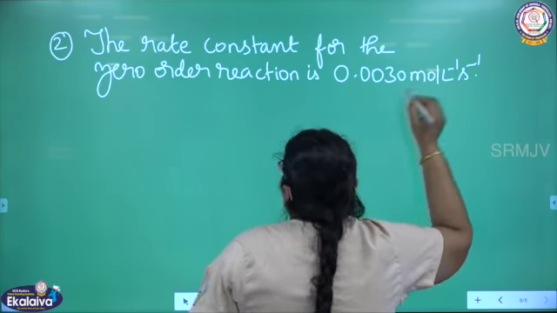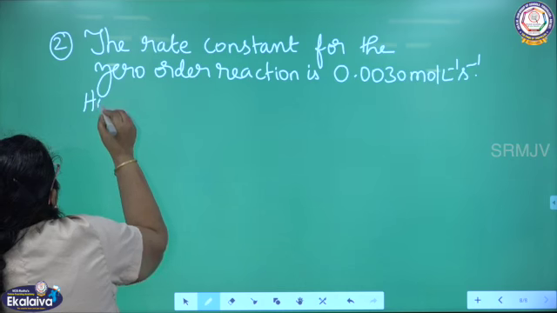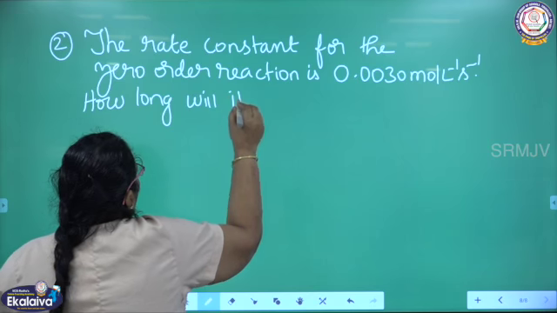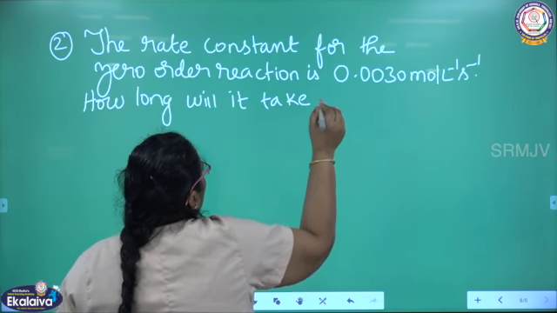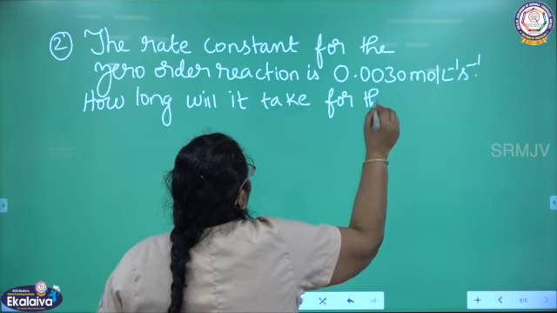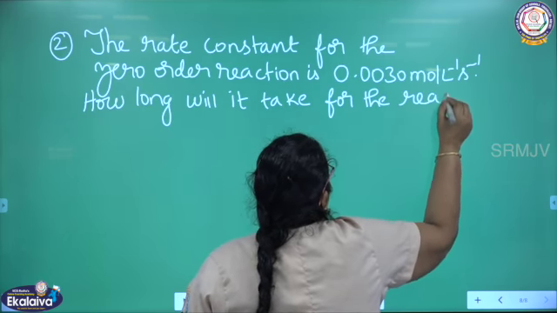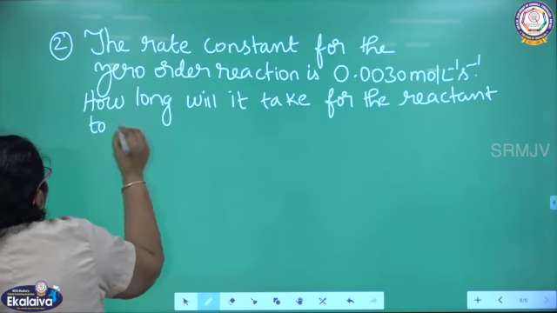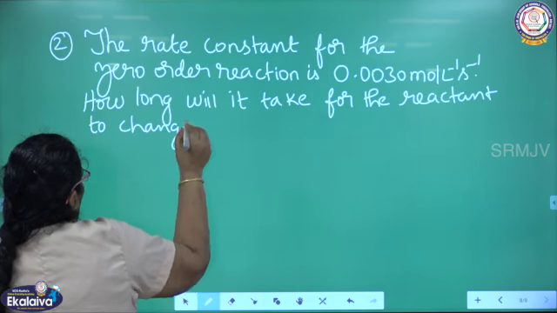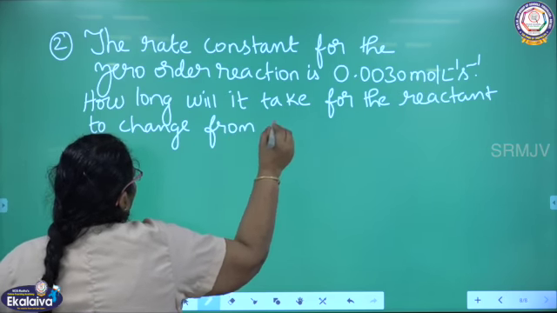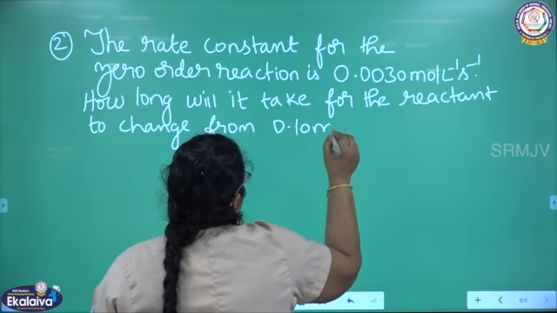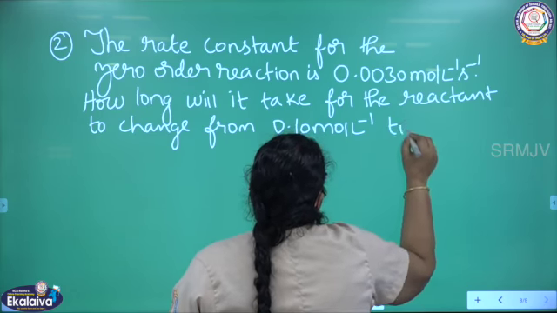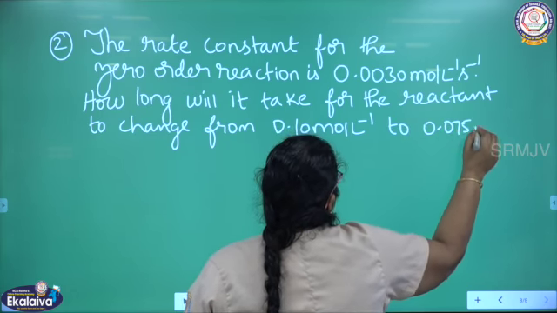So, what we are going to find out here? How long will it take for the reactant to change from 0.10 moles per liter to 0.075 moles per liter.